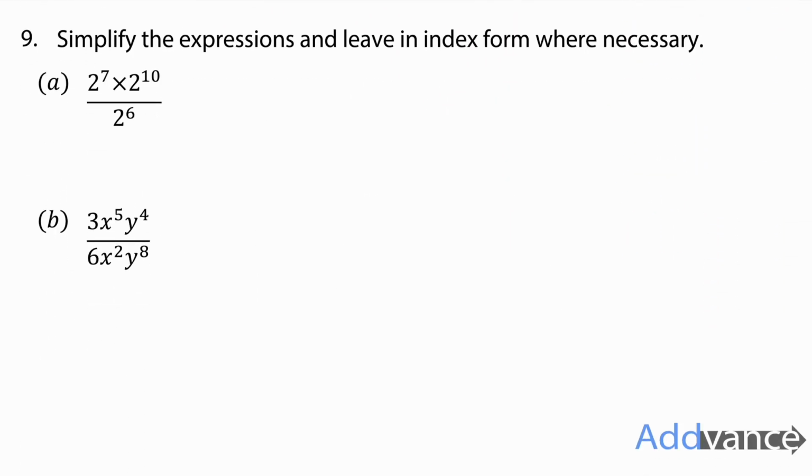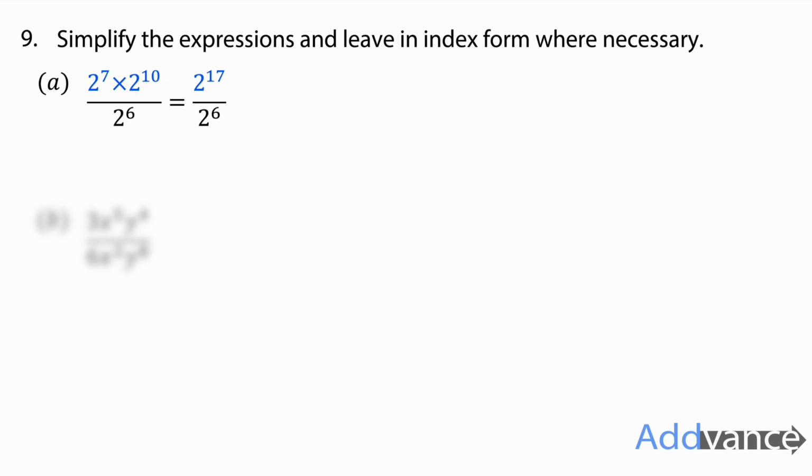Question 9. We're going to simplify these expressions and leave an index form where necessary. That means it's a power. So 2 to the power 7 times 2 to the power 10 divided by 2 to the power 6. That's the same as 2 to the power 17. I've just added the powers on the top. 2 to the power 7 times 2 to the power 10 is 2 to the power 17.